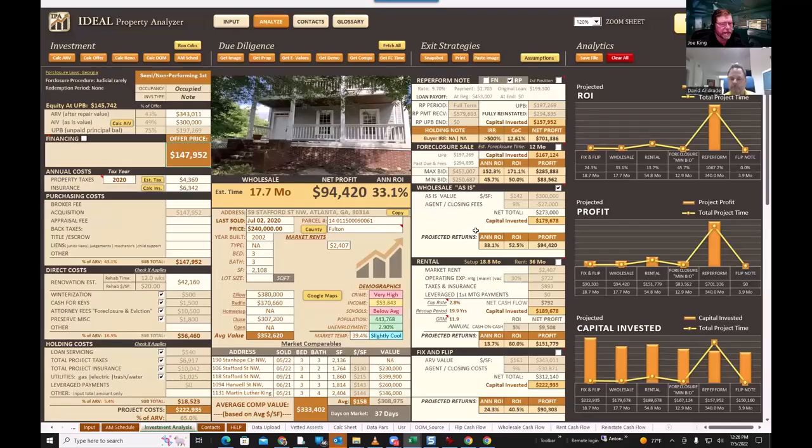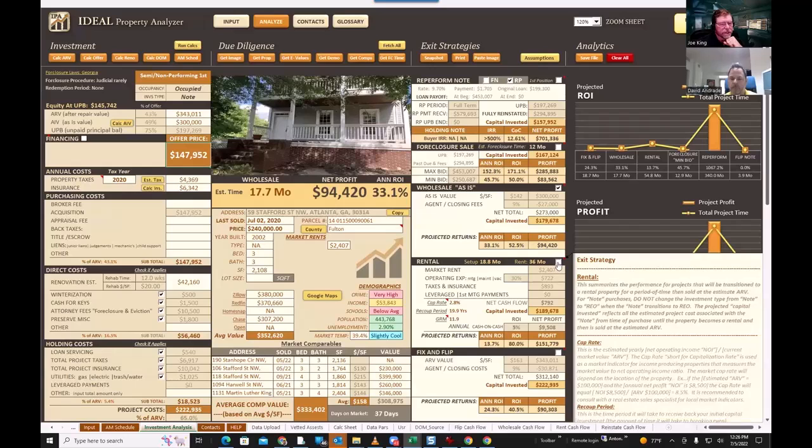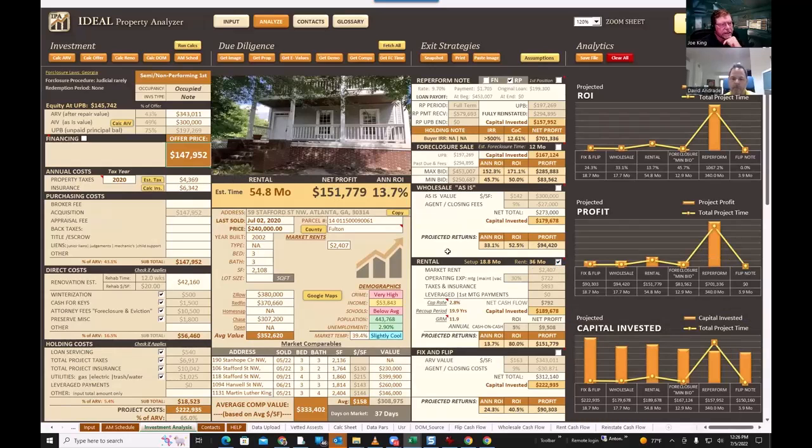Do we just wholesale it out of the gate like this, or do we maybe turn it into a rental, or maybe there's a fix and flip opportunity here? So we take a look at the rental analysis and we say, okay, well, based on renting it, the market rent right now is at $2,400, and our net cash flow at this point is $792.